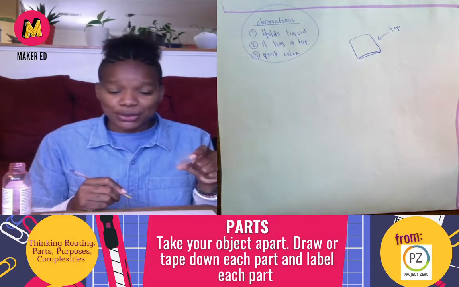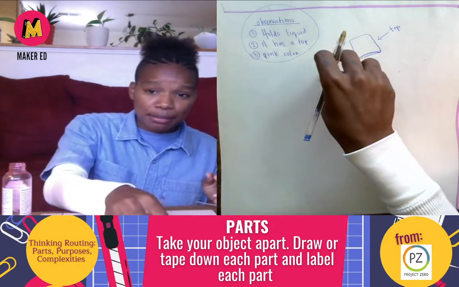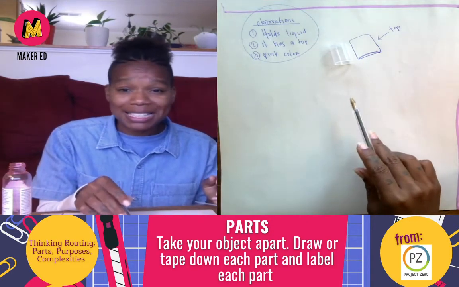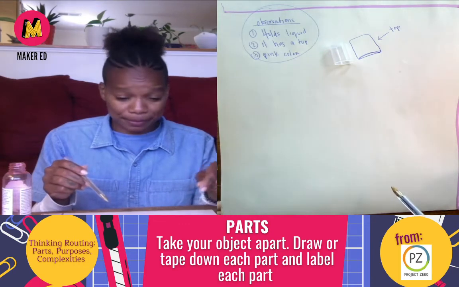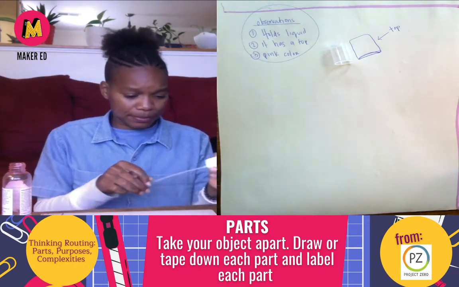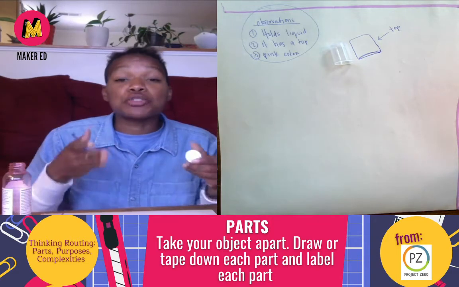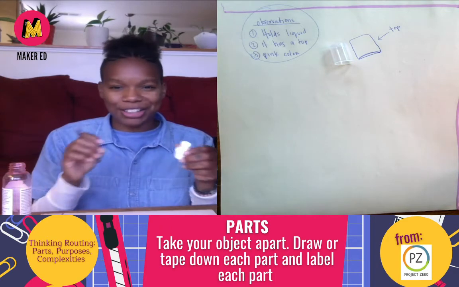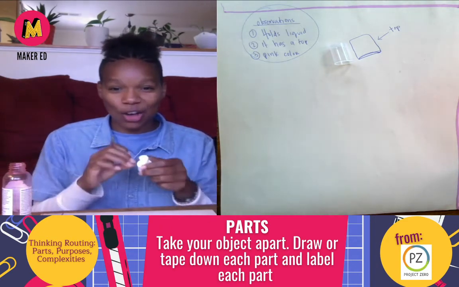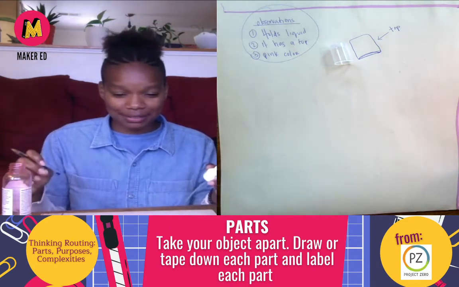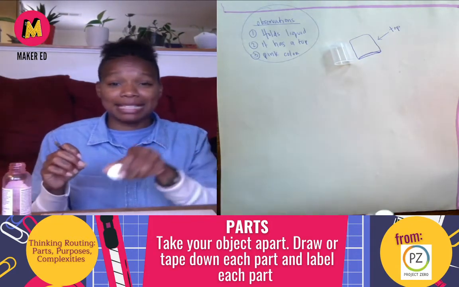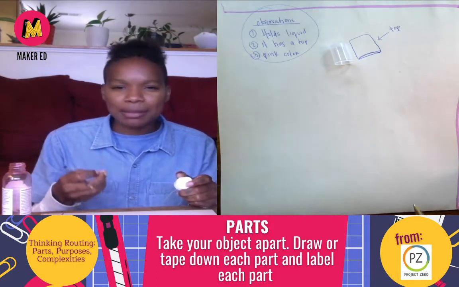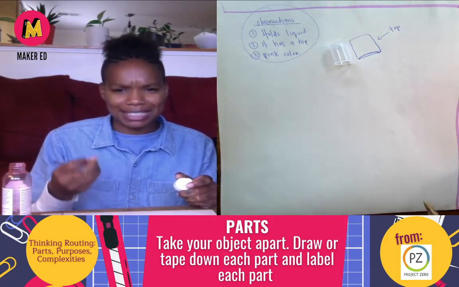The other thing you can do is just tape or glue your parts or your pieces right onto the paper. So that's up to you. So now, as you move through, I invite you to either draw all the parts of your object, or tape them down to your paper and label them. Even if you don't know the name of something, try to give it a name.